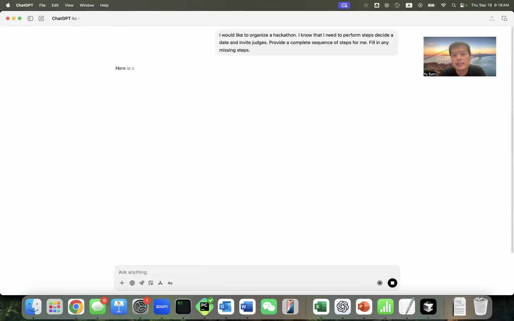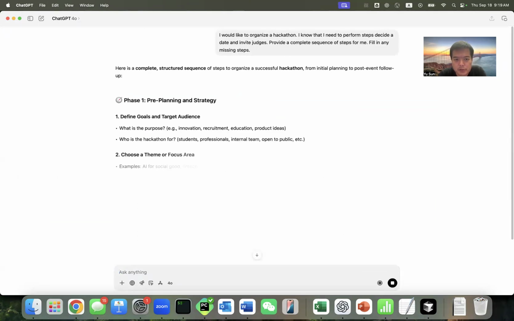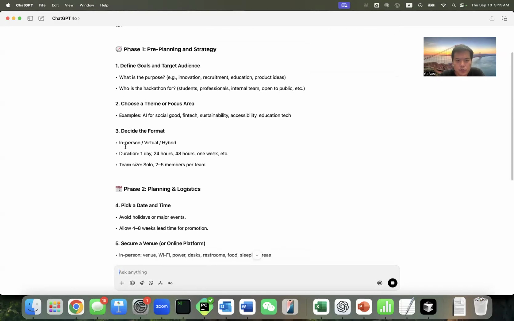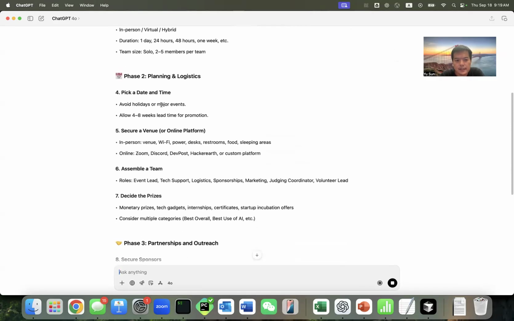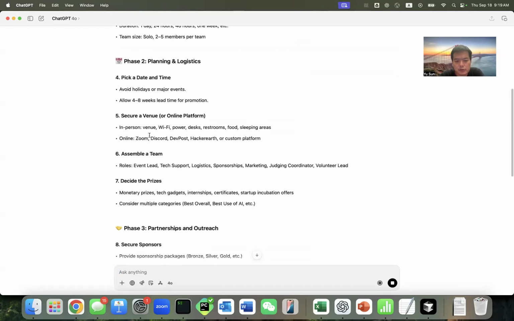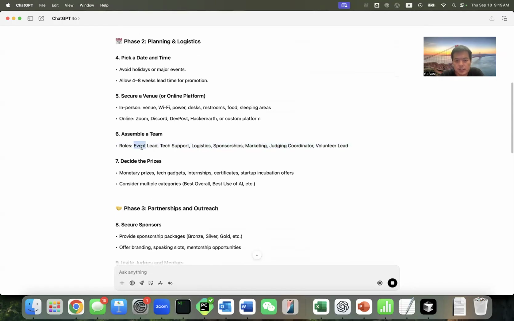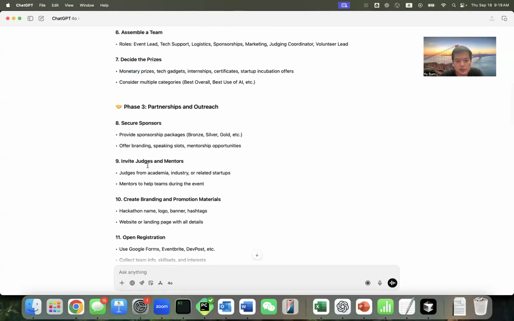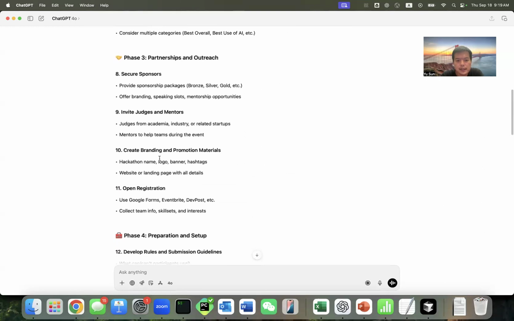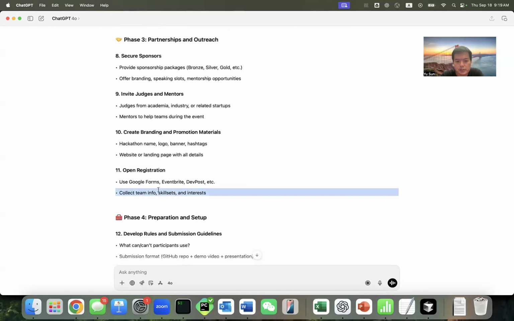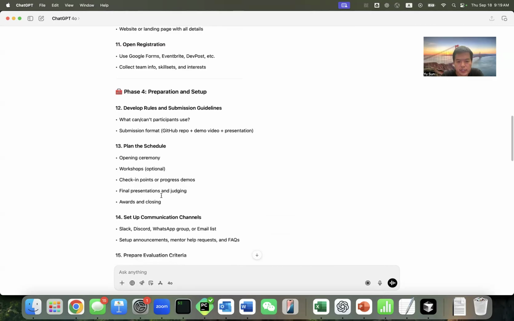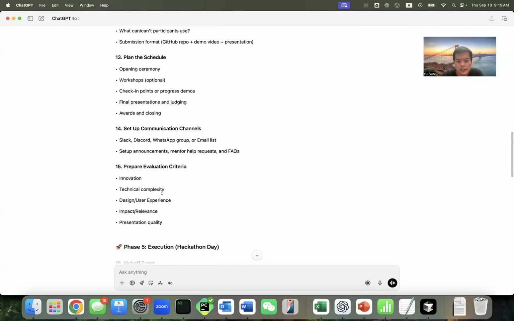This one will tell you pre-planning: the goal, the audience, and the theme, whether it's AI, health, or finance. Decide a format, virtual or hybrid. Then date and time are important, and the venue, especially if you want to do it in person. You should also have a core team, not just yourself, to help you organize, including where the prizes are coming from. You definitely need sponsors, which is very important. That's how you attract people. Judges and mentors are very important, and also branding and promotion. And finally, you have registration. Then here you start to decide the rules, plan the day schedule, communication channels, and evaluation criteria.